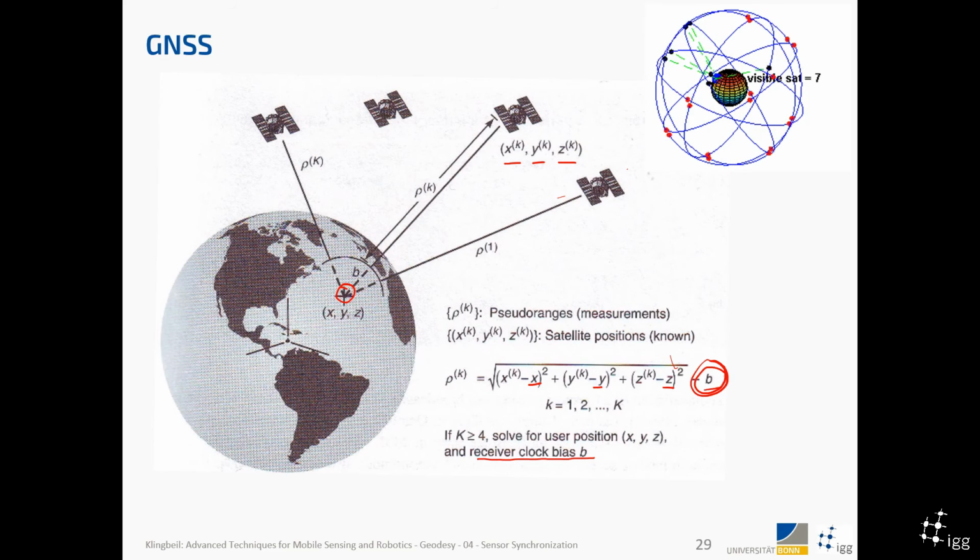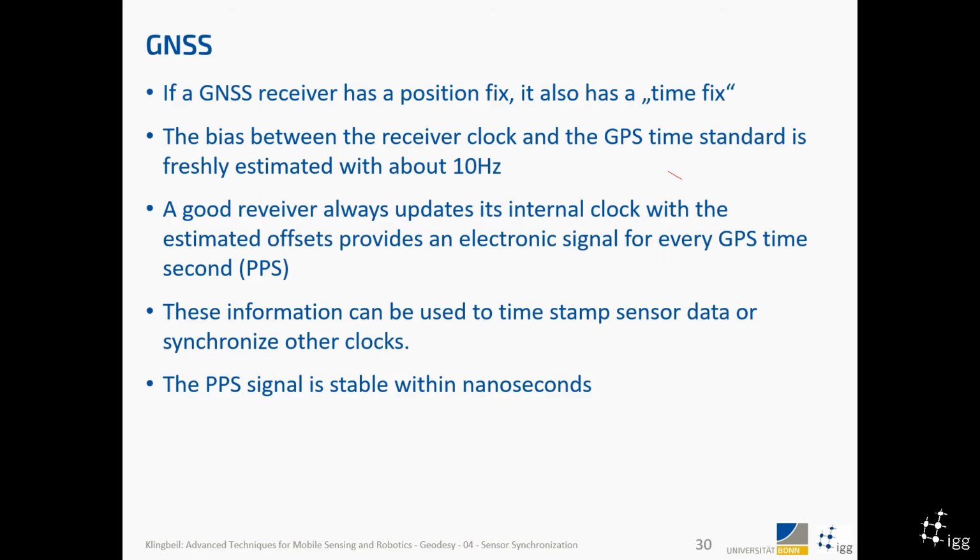And on the other hand, it means that I always have a very precise estimation of my receiver clock bias with respect to the satellites. So that means my GNSS receiver, as soon as it has a proper position, also has the best clock I can get. So all of my GNSS receivers, when they have a position fix, also know the time very well. This is summarized here: a GNSS receiver which has a position fix has also a time fix, right? So it's not only position, it's also time.